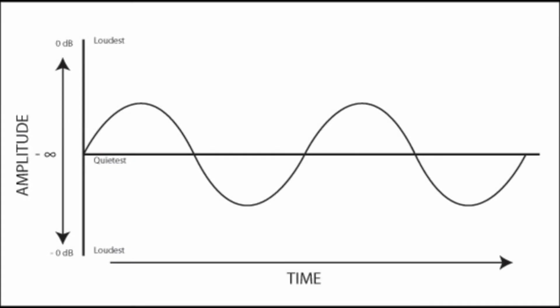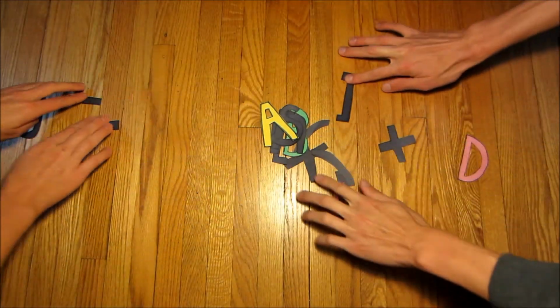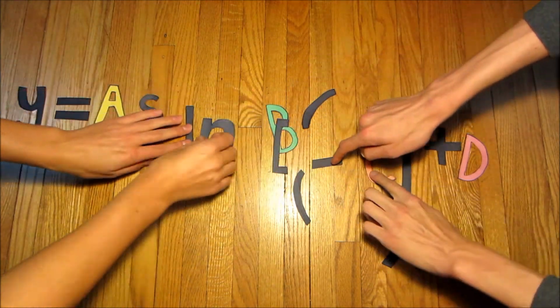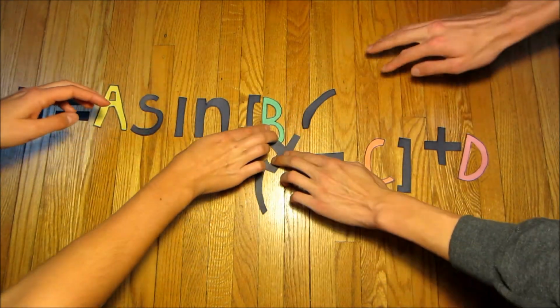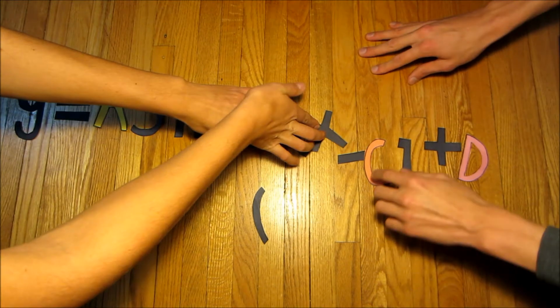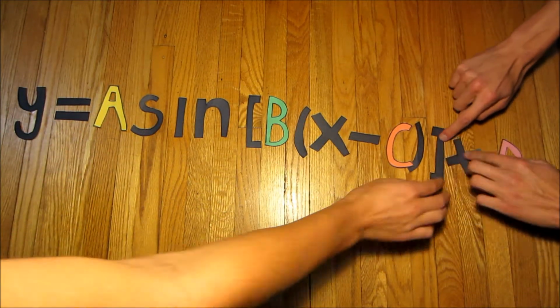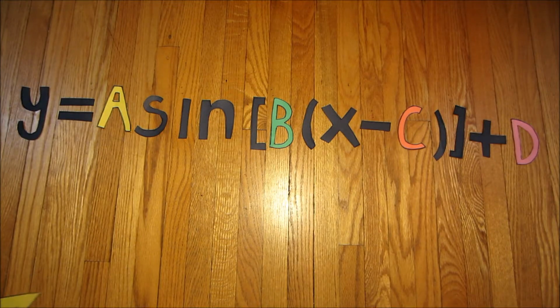The vibration we are seeing is not the actual sound wave. However, much like the actual sound wave, this vibration can be represented by a sine function. The equation for a sine wave is y equals a sine b times x minus c plus d. A, b, c, and d combine to determine the shape and location of the graph.